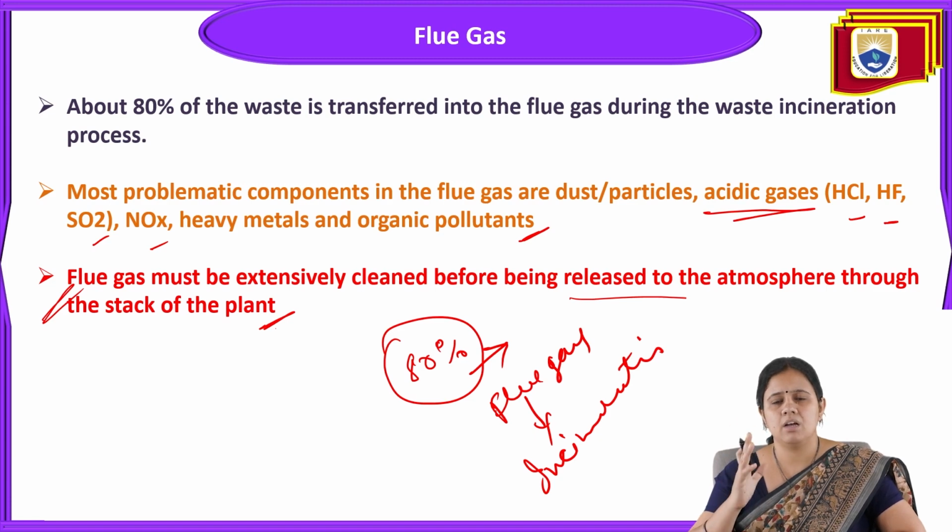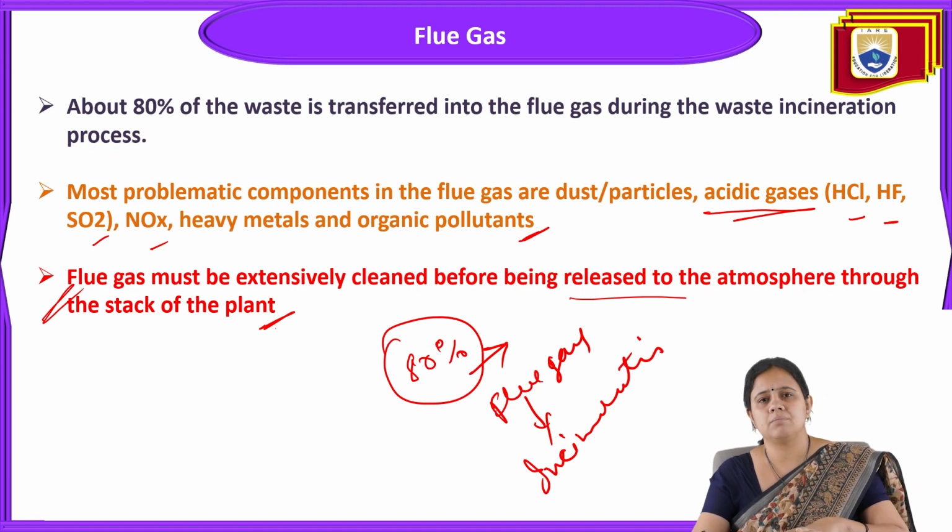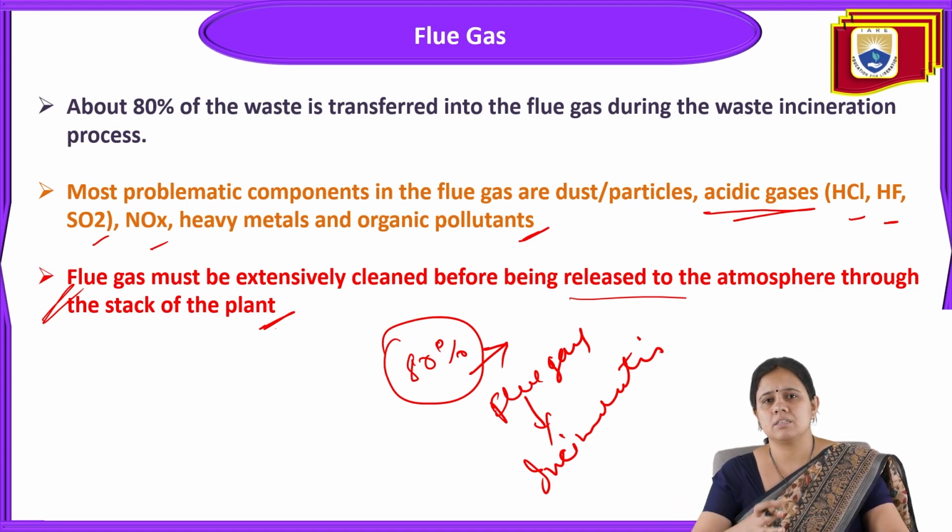That's why air purification devices are installed in the incinerator plant. It should be cleaned, because whatever contaminants are there in the air will be contained in the flue gas. That's why flue gas treatment before dispersing it into the atmosphere is very important.